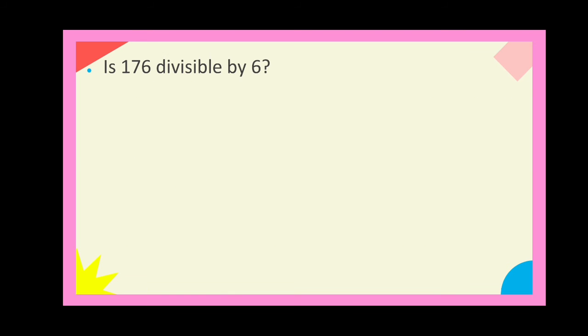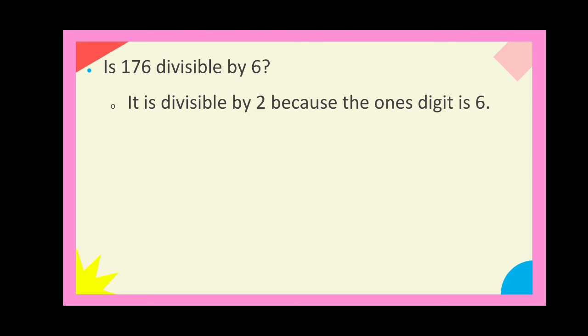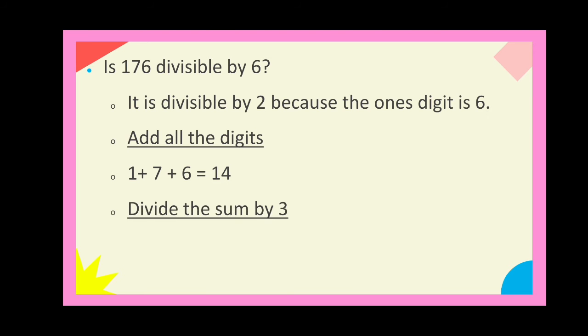Next example is 176 divisible by 6. Okay, so let's check kung divisible ba siya by 2. Ang ones digit ay 6. Therefore, it is divisible by 2. This time, let's check kung divisible by 3 naman siya by adding all the digits. We have 1 plus 7 plus 6 equals 14. Now, i-divide naman natin yung sum by 3. We have 14 divided by 3 equals 4 remainder 2.